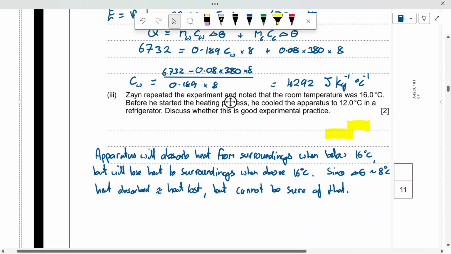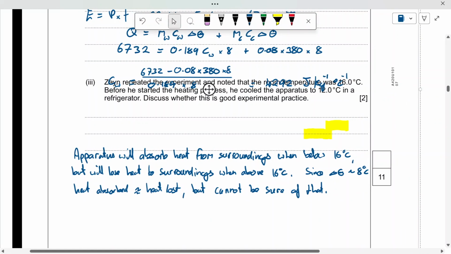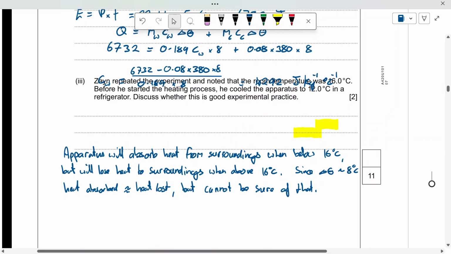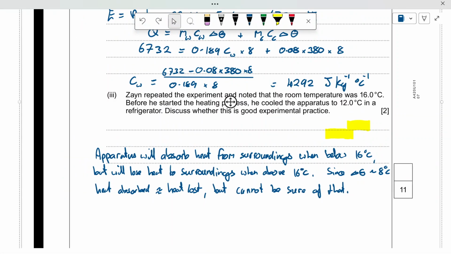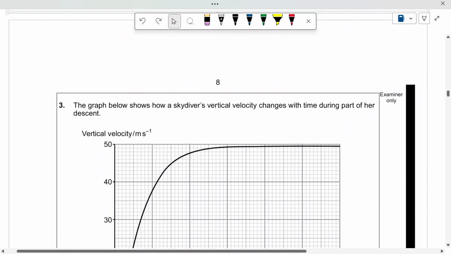Okay, on to question 3. I think I've just moved my page. Let me try and undo that before. There we go. On to question 3.